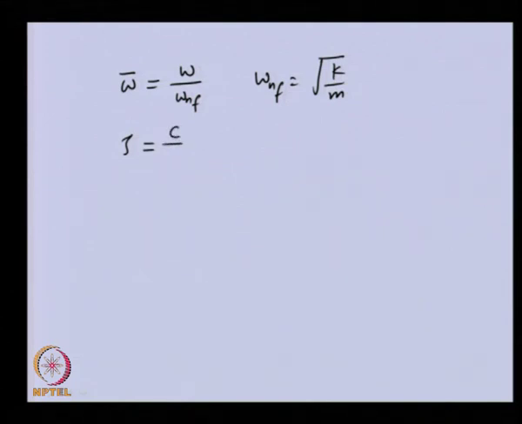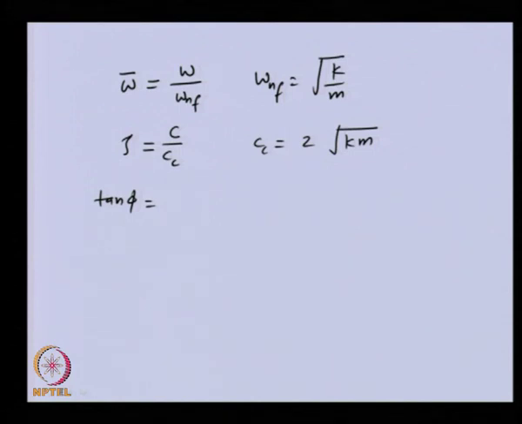We can non-dimensionalize these terms. Let us say I am defining a frequency ratio as spin speed divided by natural frequency, the undamped natural frequency, where the undamped natural frequency is root k by m. I am defining the damping ratio, which is the damping factor divided by the critical damping, where critical damping itself is defined as 2 root k into m.